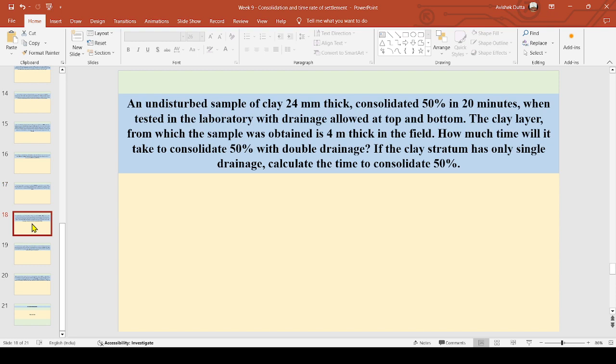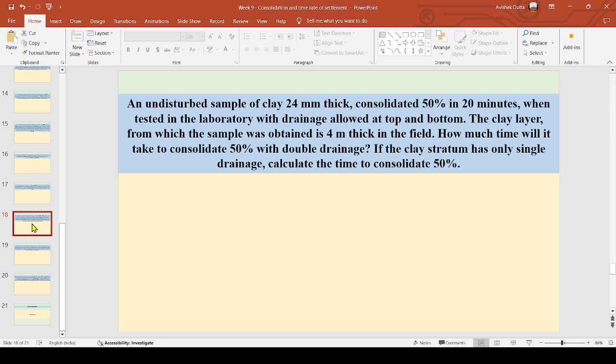An undisturbed sample of clay 24 mm thick consolidated 50% in 20 minutes when tested in the laboratory with drainage allowed at top and bottom. The clay layer from which the sample was obtained was 4 meter thick in the field. How much time will it take to consolidate 50% with double drainage? If the clay stratum has only single drainage, calculate the time to consolidate 50%.